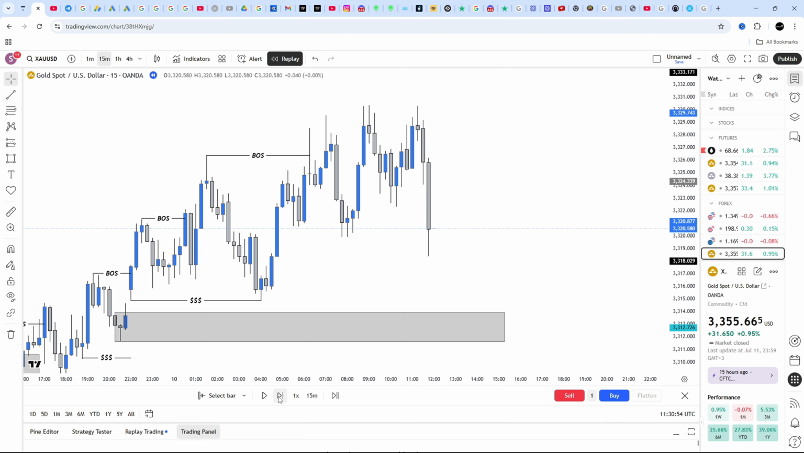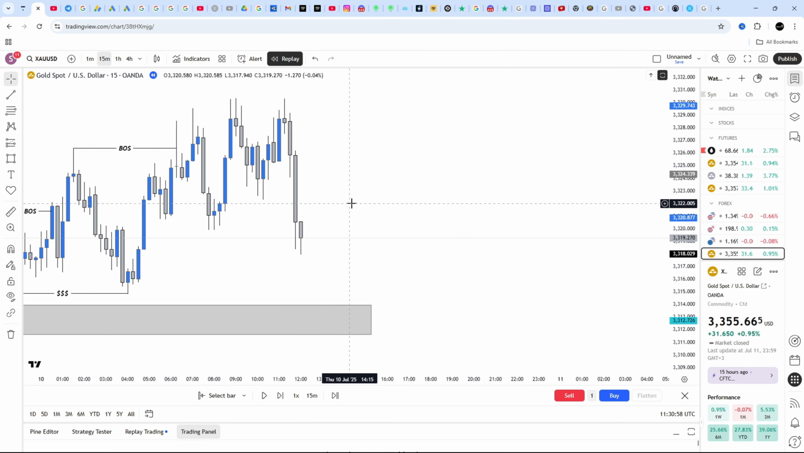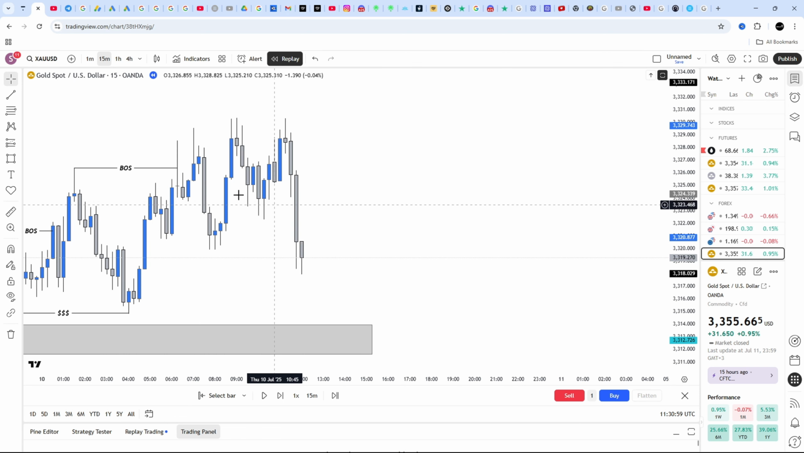Now I want you to look at this. What did the market challenge us with? The first thing, the market challenged us with a change of character or a change of direction. Why? Because the market was showing us that I'm breaking to the higher highs. Market did what? Swept liquidity here.